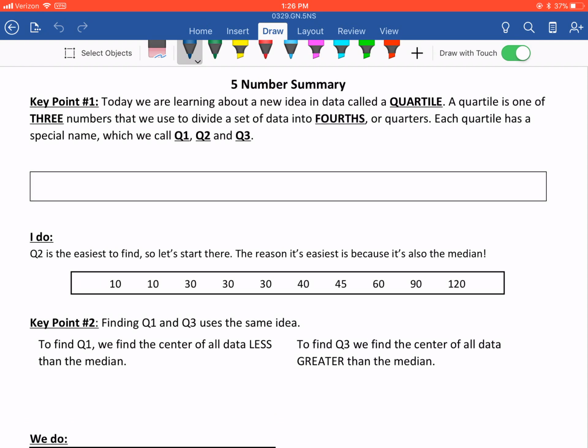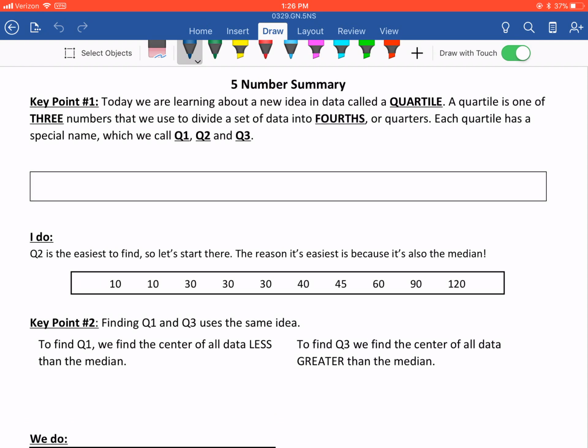Today we are talking about something called the 5-number summary. We're going to learn this today, and then on Monday we're going to use the 5-number summary to create something called a box and whisker plot, which is something you've all seen before because it was on the benchmark. But in order to make those, we have to know how to do the 5-number summary. So we're just going to jump right in.